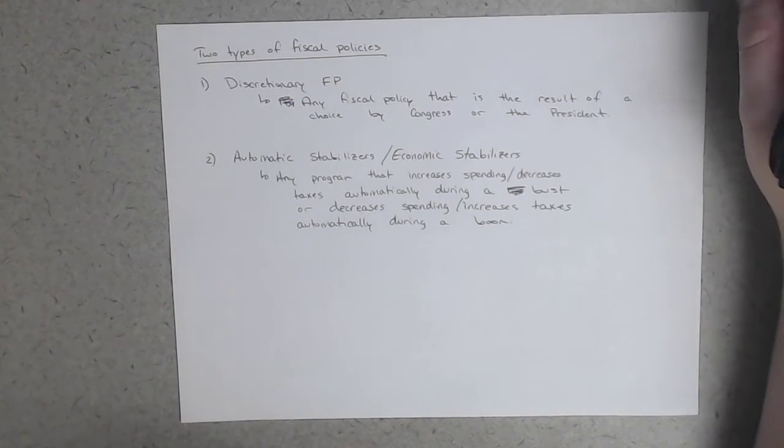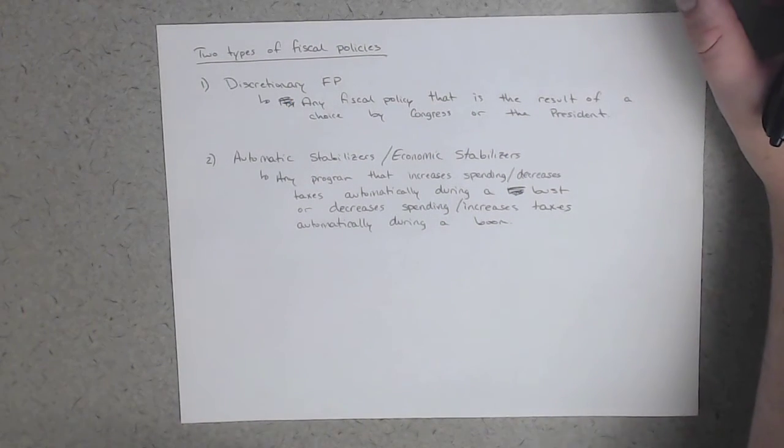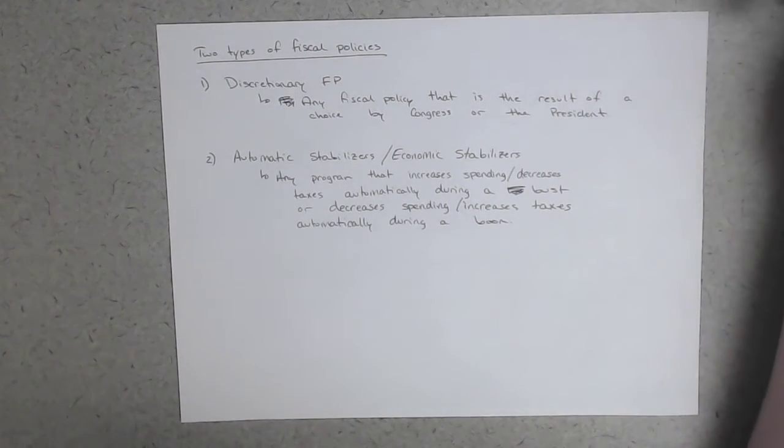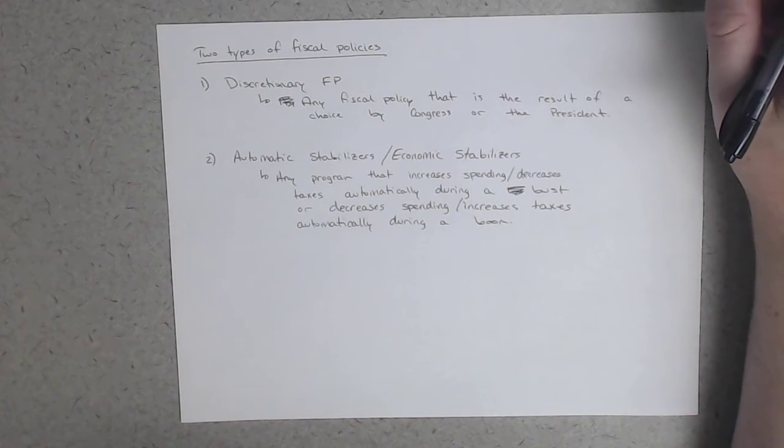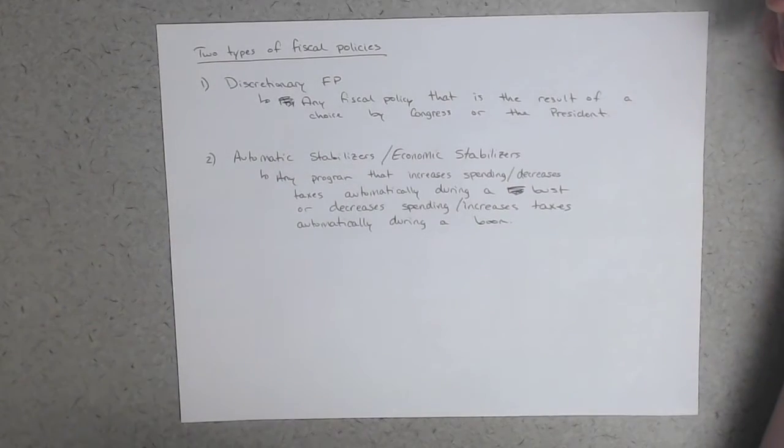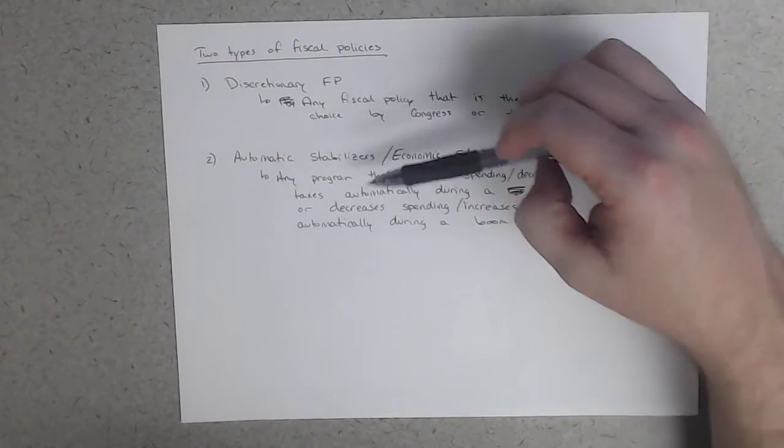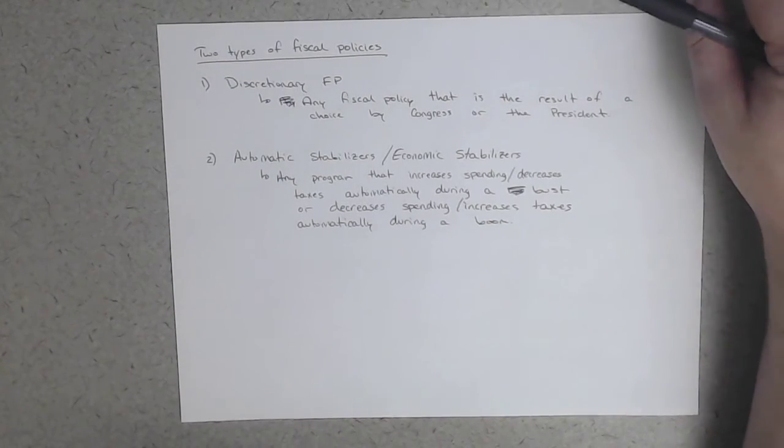Food stamps are another great example of this. And we can also think of a progressive income tax as an automatic stabilizer. So there are two types of fiscal policy: discretionary, and automatic stabilizers.